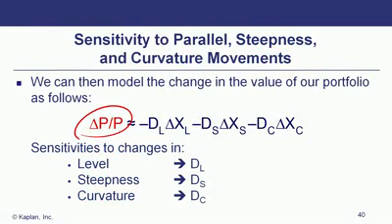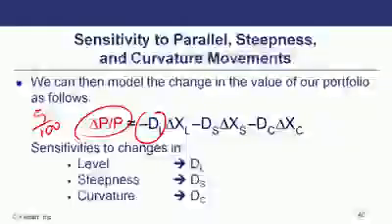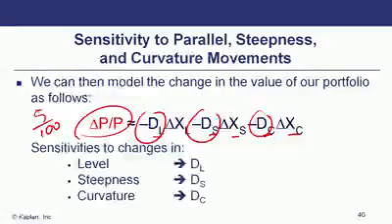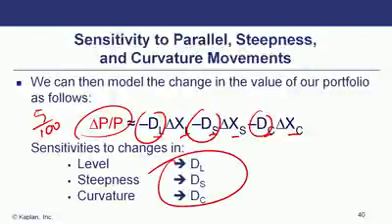So the change in price over price, so that's going to be $5 over $100 or something like that, right? So it's like a holding period return. And this D is going to be a sensitivity to level changes. This D is going to be a sensitivity to steepness changes, and this D is going to be a sensitivity to curvature changes. And we still have to figure out how to measure curvature, how to measure steepness, and how to measure level. Level's easy, it's just going to be the parallel shift.